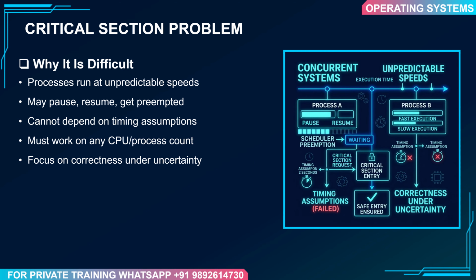One more subtle point is that solving the critical section problem is harder in concurrent systems because processes run at unpredictable speeds. One may pause, another may be preempted by the scheduler, and another may suddenly resume. That means solutions cannot depend on timing assumptions like process A will finish in 2 seconds. Good solutions must work regardless of CPU speed, number of processors, or execution order. This is why synchronization is such a deep operating system topic. It is not about speed alone. It is about correctness under uncertainty.